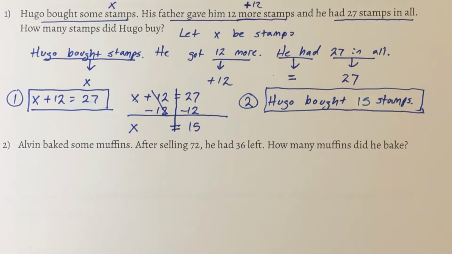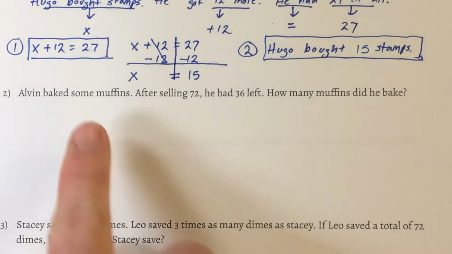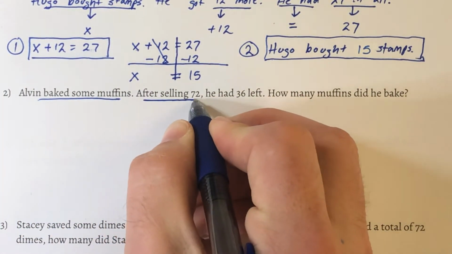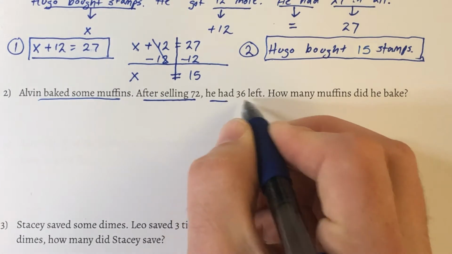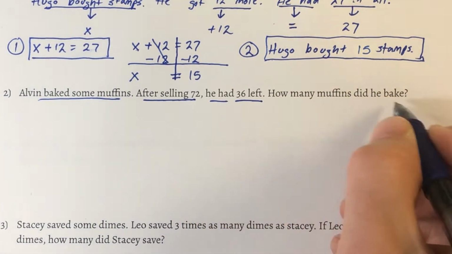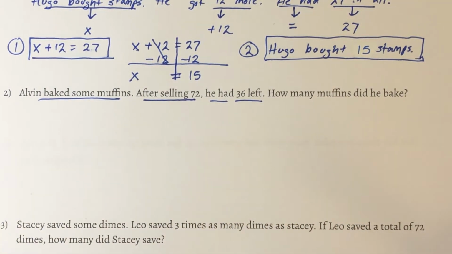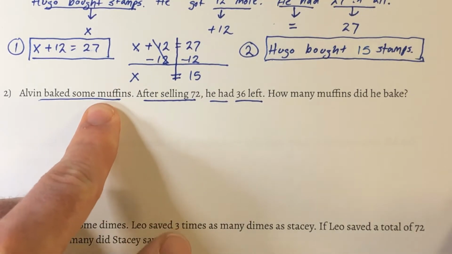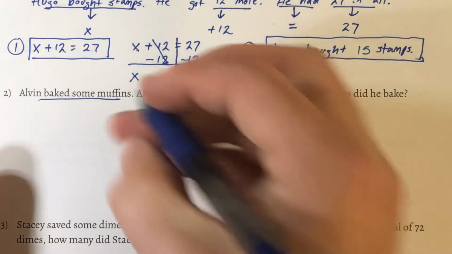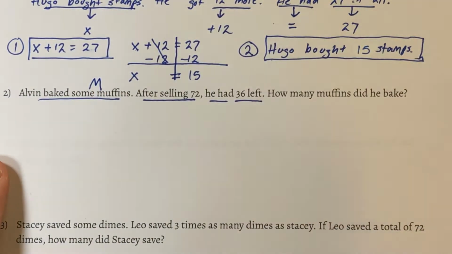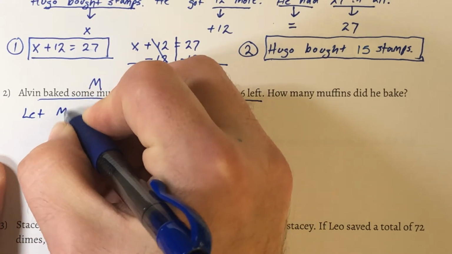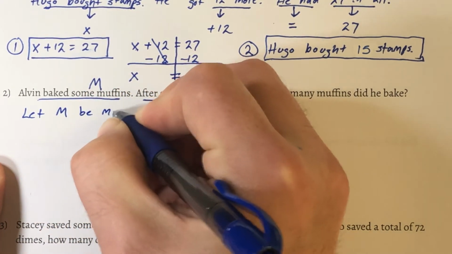All right, our next example. Alvin baked some muffins. After selling 72, he had 36 left. How many muffins did he bake? So let's decide, what do I not know? Well, it says Alvin baked some muffins. How many muffins? We don't know. So that's the thing we don't know. So we're going to let capital M stand for muffins. So let capital M be muffins.